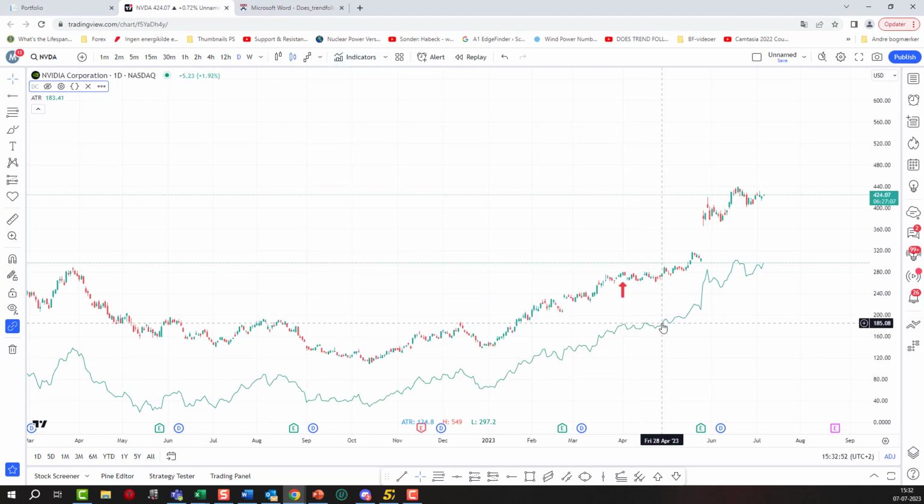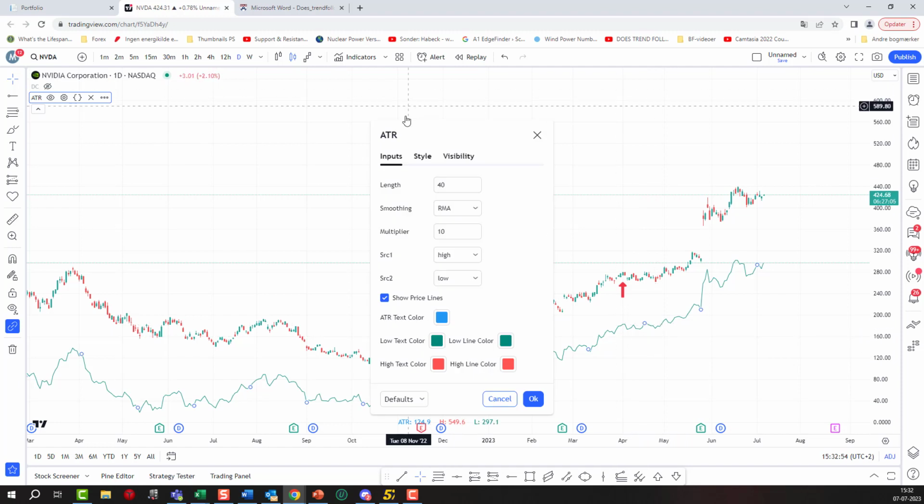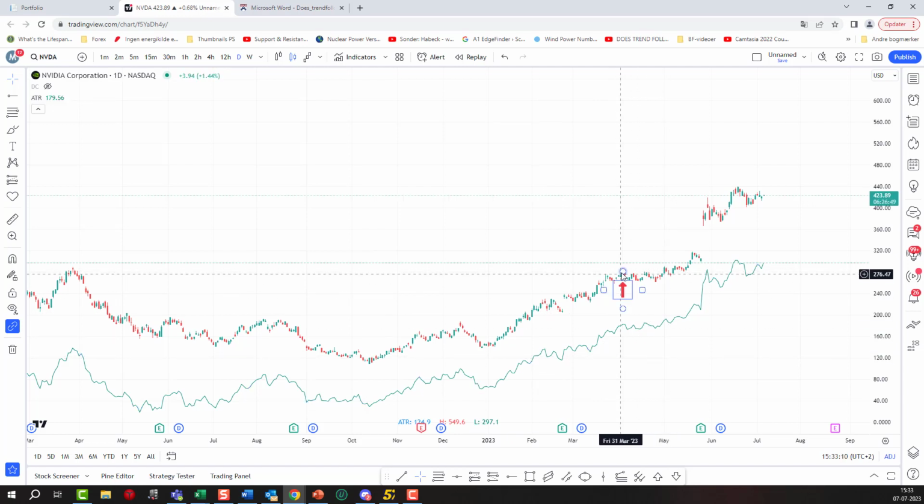ATR is simply a measurement of how much a stock moves, and what you put in here is the average movement of the stock over the last 40 days. So it's looking 40 days back, seeing how much it moves from day to day, and then you multiply it by 10, meaning that the stop loss will be quite far behind.